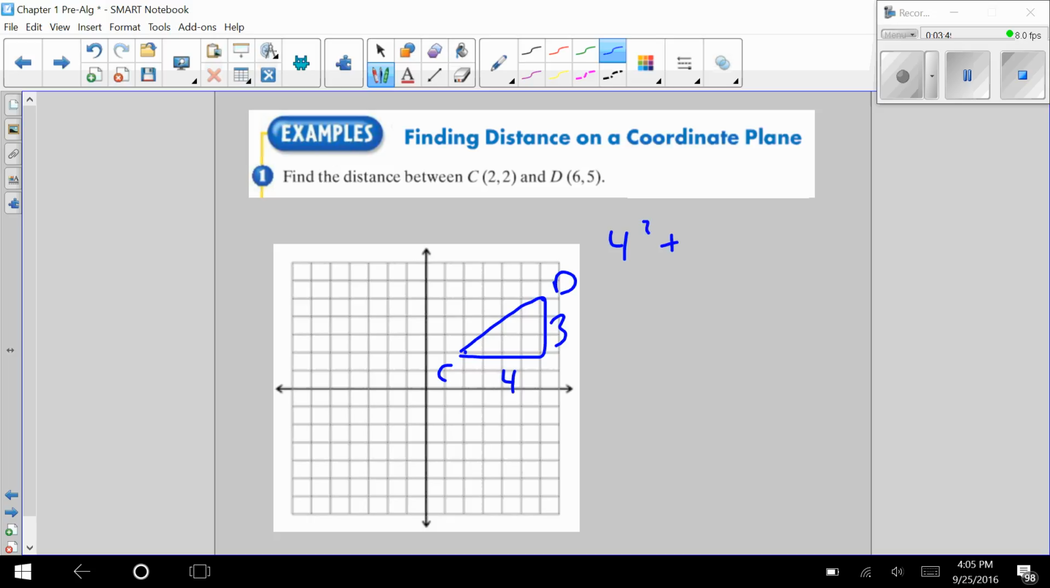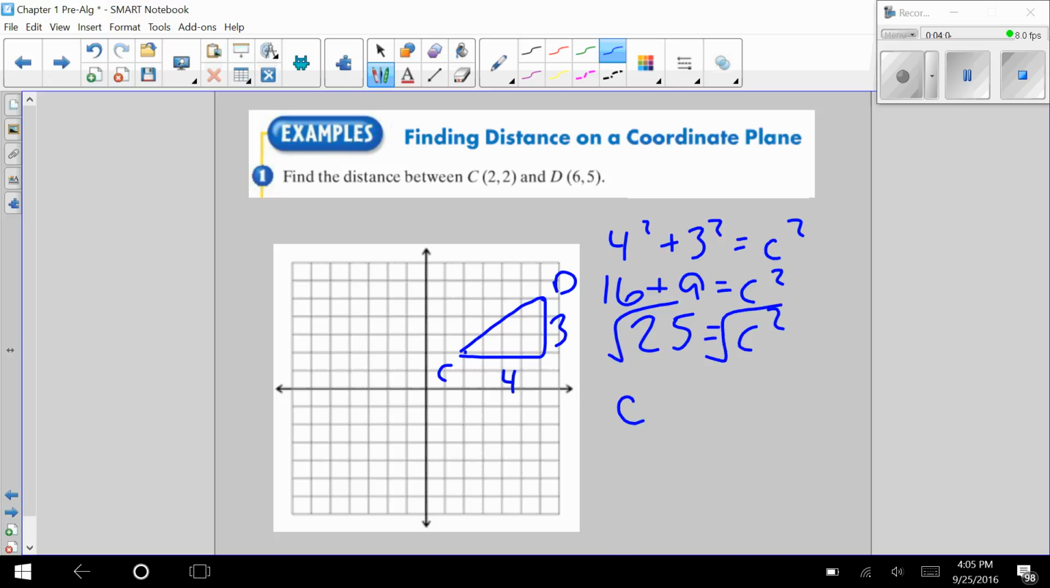Plug those in. 4 squared plus 3 squared equals c squared. 4 squared is 16. 3 squared is 9 equals c squared. 16 plus 9 is 25 equals c squared. And we take our square root. This one we do not need a calculator even. The distance is 5.